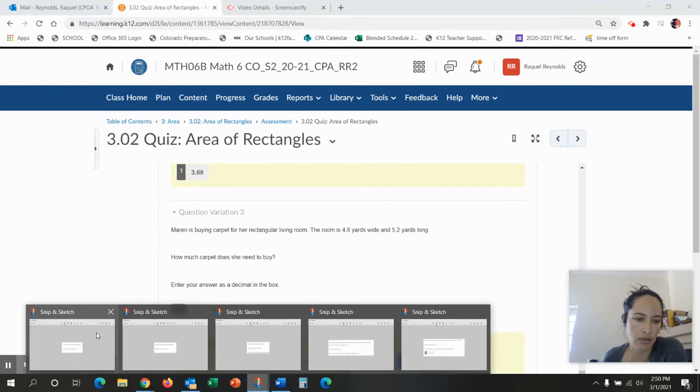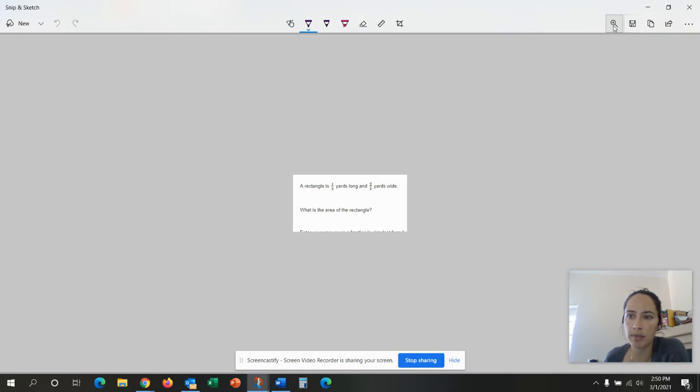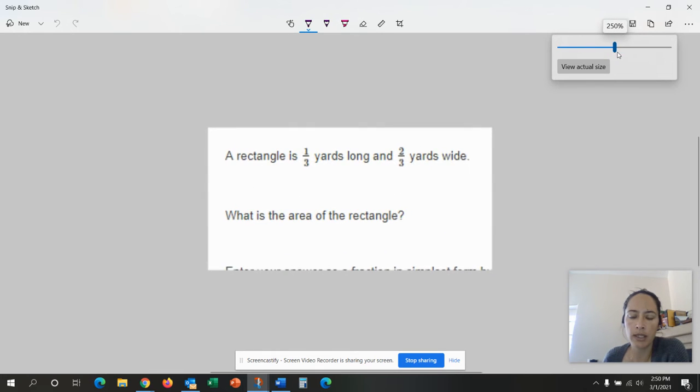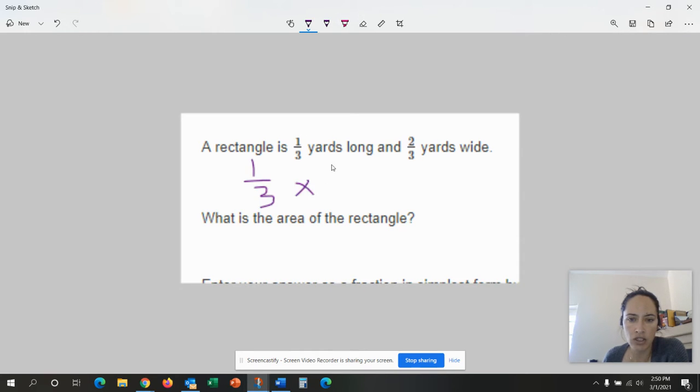So it's quiz 302 part 2. We're going to talk about some fraction multiplication really quickly. The first thing to remember is if it is already a proper or improper fraction, you multiply the numerators, multiply the denominators. So in this case, this is a 1/3 by 2/3 yard. So what is the area of the rectangular yard?